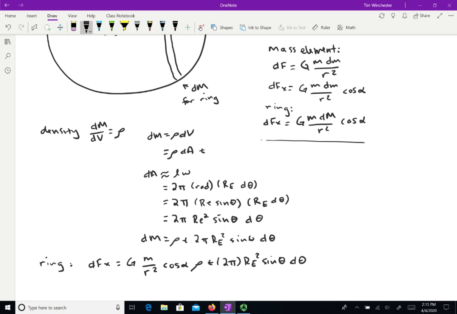But we've got it in terms of all things that we know. So we know information about the angles, alpha and theta, and we know information about little r. And so what we need to do then is come up with ways to eliminate some of those variables and get it down to just one integration variable.